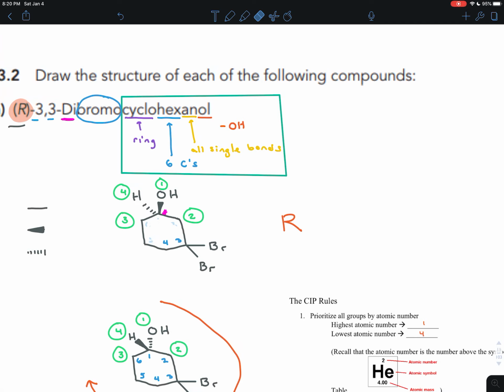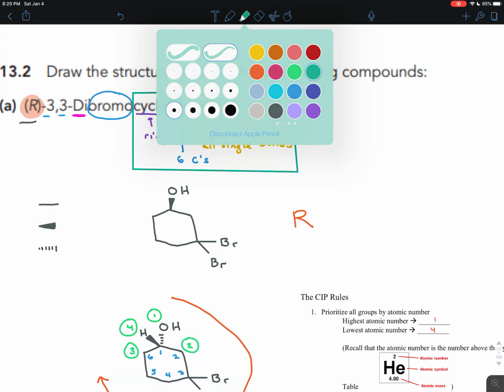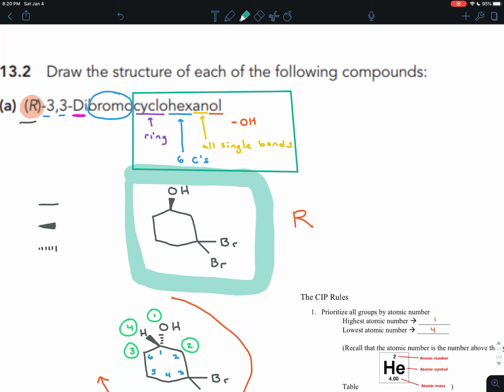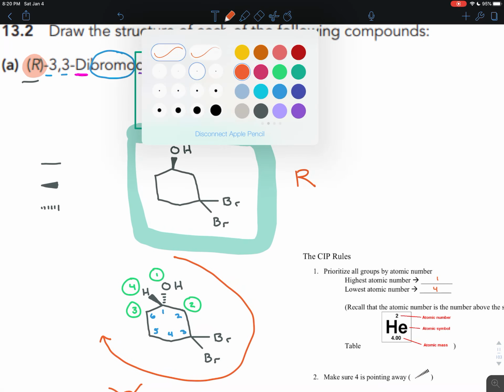So this molecule on the top is the correct drawing for, and I'll erase the hydrogen there because it's implied, that's the correct drawing for this molecule. That's the correct drawing for R-3,3-dibromocyclohexanol.